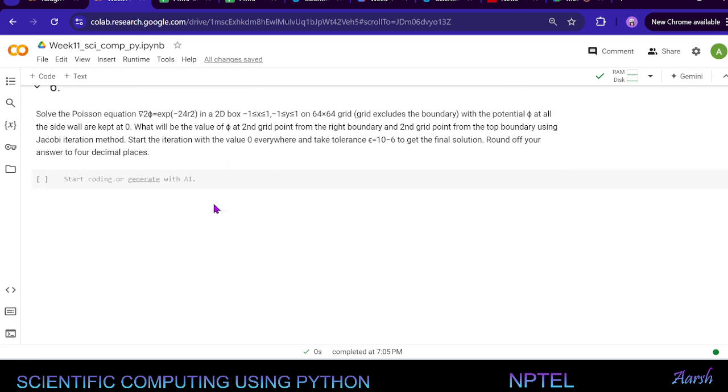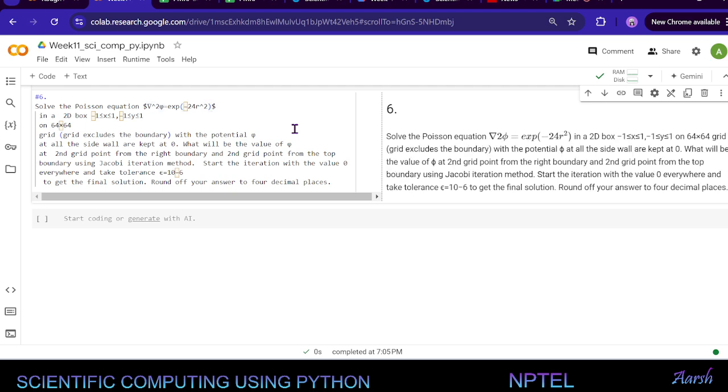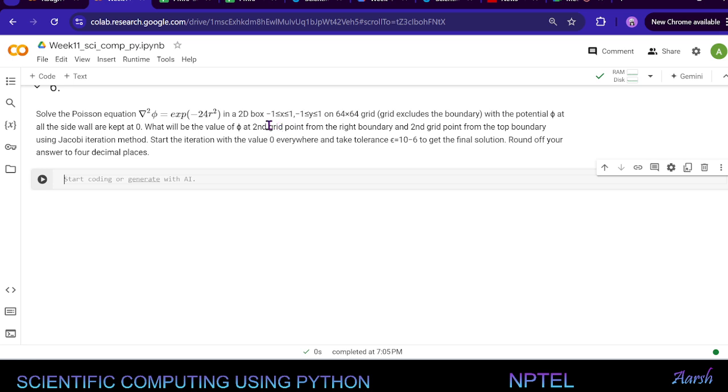So the second question, which is again similar, is just the Poisson equation. On the right hand side we have an exponential of minus 24 r square in a 2D box, minus 1 to 1, minus 1 to 1. The box size is needed because the right hand side has some quantity that depends on x and y. And the grid size is 64.